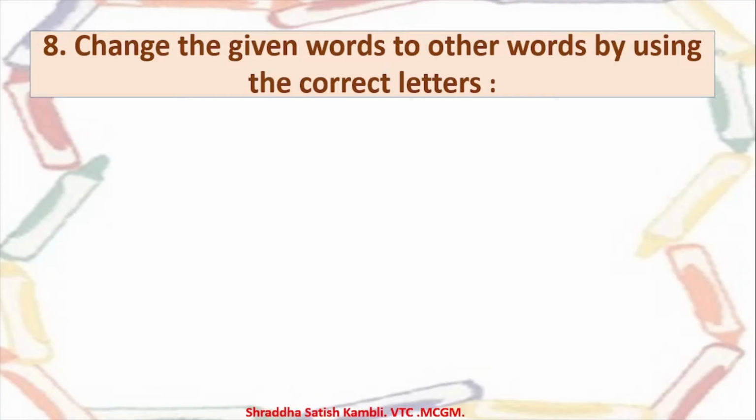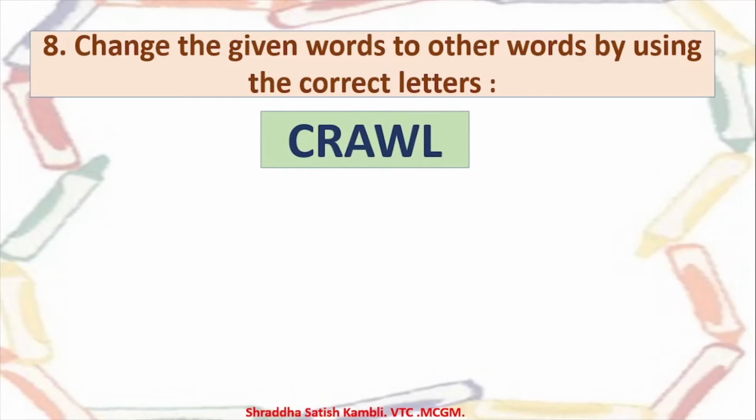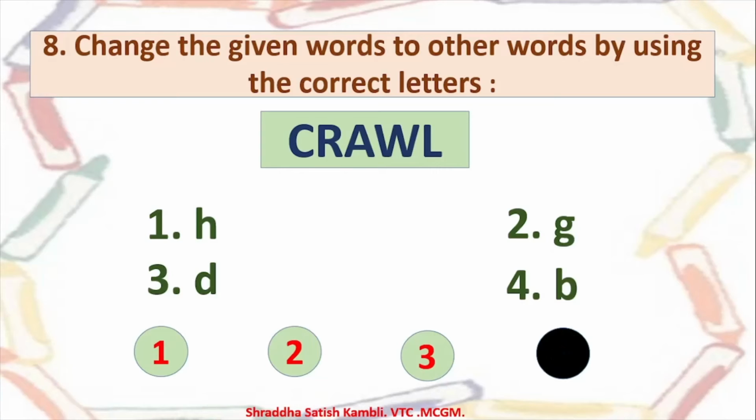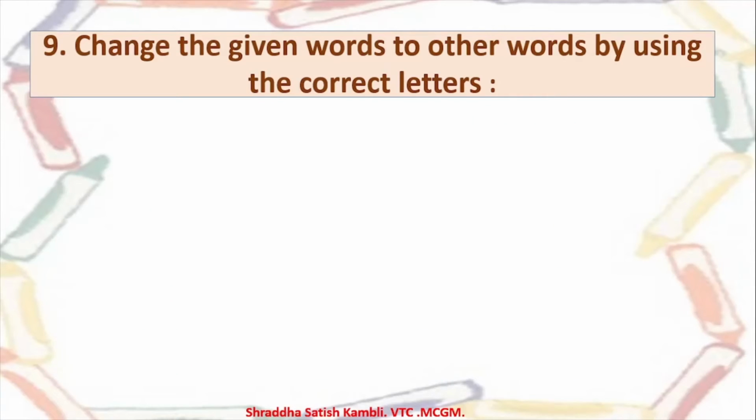Example 8. And this is our word, crawl. C-R-A-W-L, crawl. Let us look at the option letters. So H, G, D and B. So which one will you change? Will you change the first, second, third or fourth one? Let us find out. You will change the fourth one. So crawl will become brawl. B-R-A-W-L. Alright.